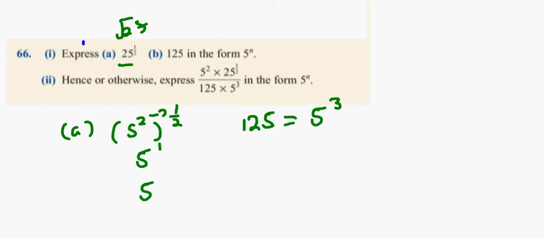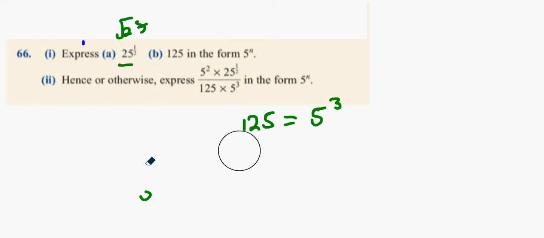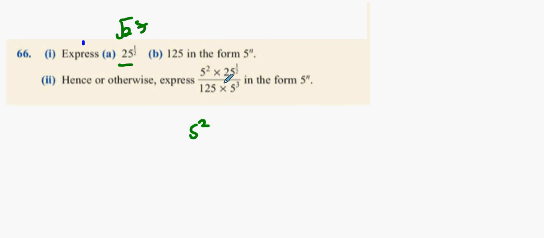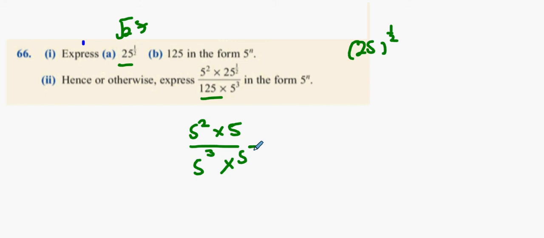Part 2. 5 squared, yeah. And what's 25 to the power of a half? 5. 125? And 5 to the power 3? Still 5 to the power 3. Top one is? Bottom one?